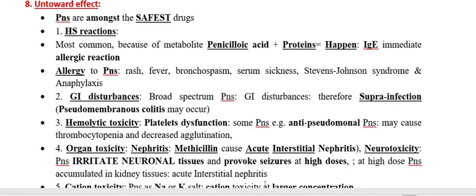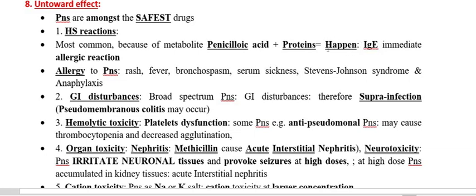So the untoward effect is a concern, though the untoward effect concern with penicillin is less. An important point, as I mentioned earlier: beta lactamase like penicillinase acts on the beta lactam ring of penicillin, and the resultant compound is penicilloic acid. This penicilloic acid is going to combine with the protein of the patient to form a hapten.